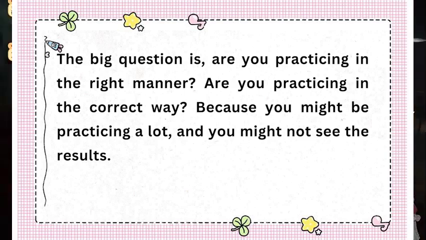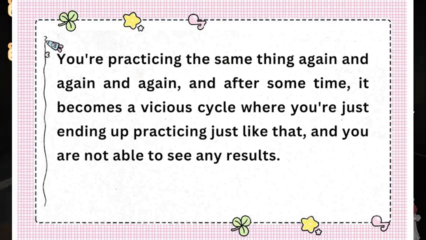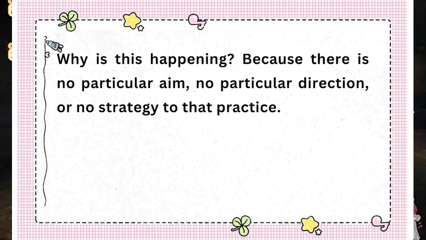Because you might be practicing a lot and you might not see the results. There is no direction to your practice. There is no particular goal to your practice. You're practicing the same thing again and again. And after some time, it becomes a vicious cycle where you're just ending up practicing just like that. And you're not able to see any results. Why is this happening? Because there is no particular aim, no particular direction, or no strategy to that practice.